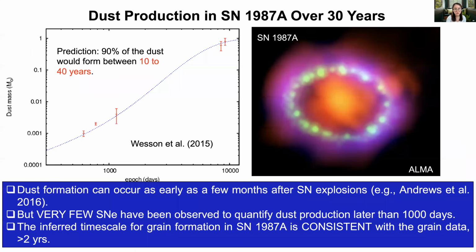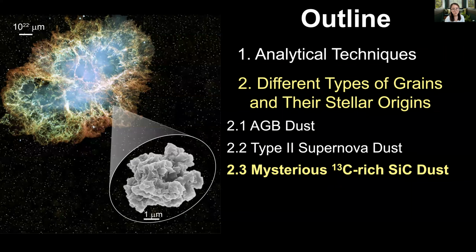grains to condense. And our inferred late formation of silicon carbide grains after the explosion is consistent with the ALMA observation of dust formation around supernova 1987A. And according to this predicted dust formation curve, 90% of the dust would form between 10 to 40 years after the explosion of supernova 1987A. And this is consistent with our results at least after 2 years after the explosion.